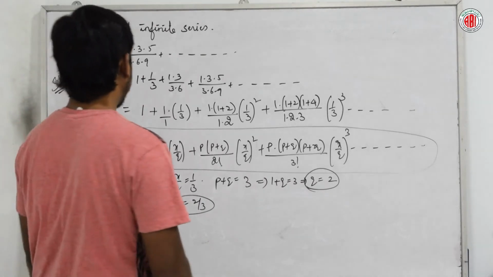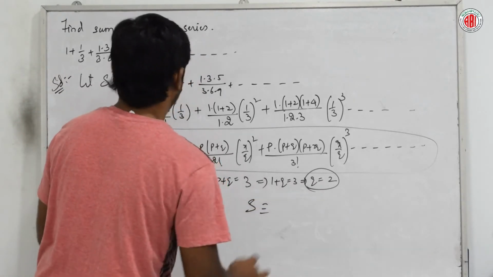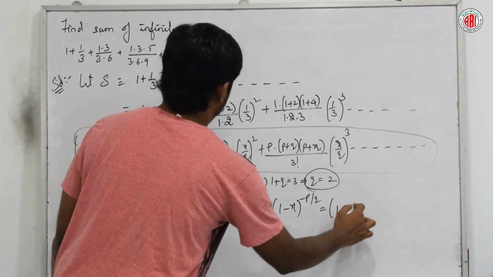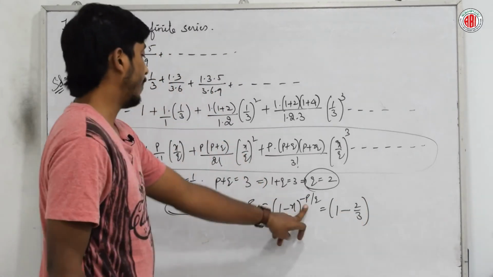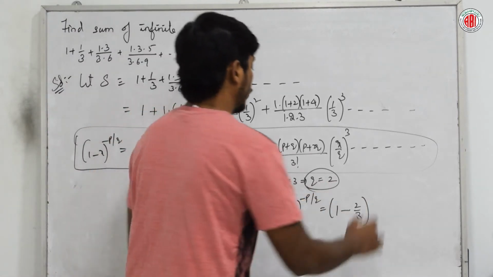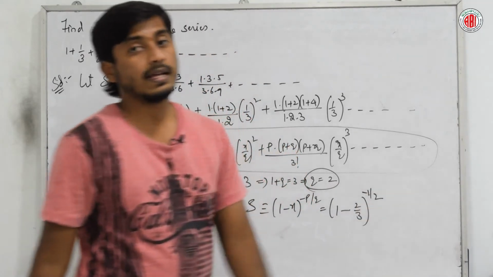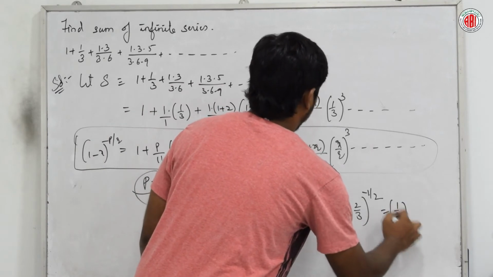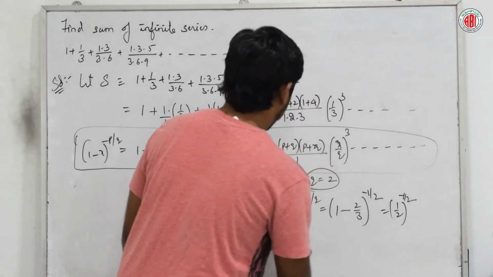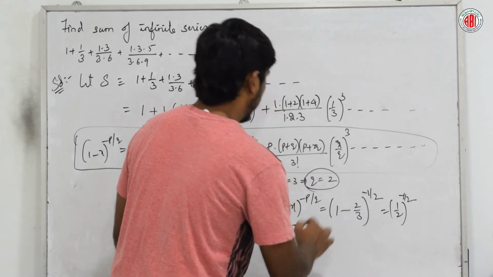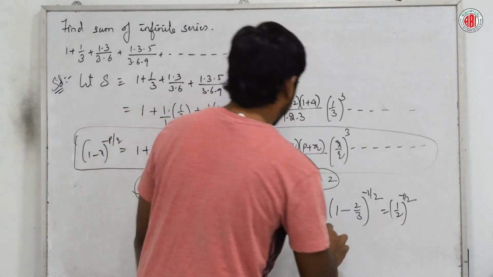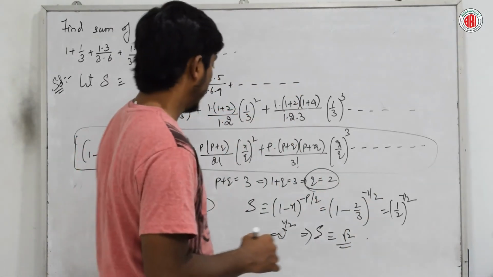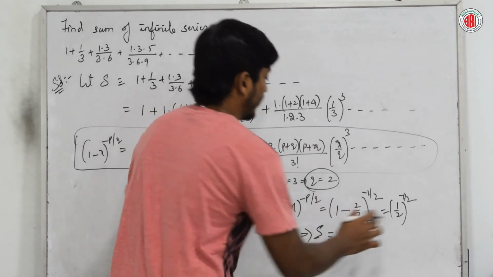Right? Now just tell me, what is the expansion now? S is nothing but 1 minus x whole power minus p by q. That is nothing but 1 minus 2 by 3 whole power minus 1 by 2. Is it right? So this is 3 minus 2, that is 1 by 3 power minus 1 by 2, that is nothing but 3 power 1 by 2. Yes or no? Just see, 3 minus 2 is 1, 1 by, sorry, this is 3.